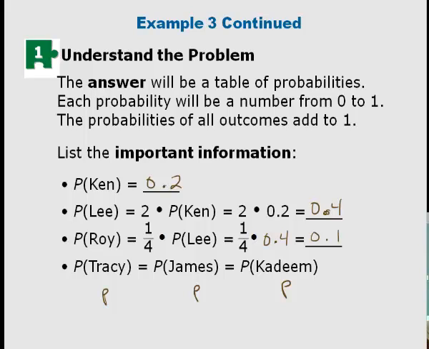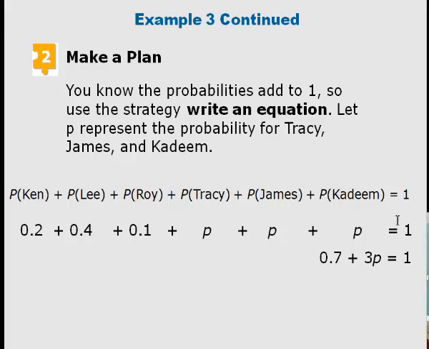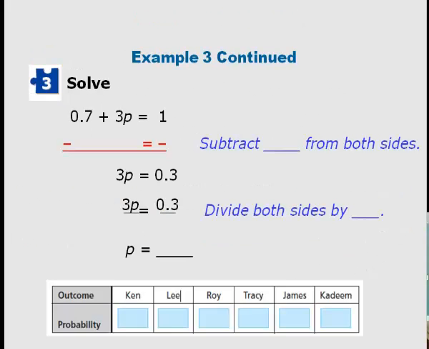Now you'll see in step 2 that we're going to make a plan. I went ahead and made the equation for you. Equation because it has an equal sign, not an expression, which doesn't have an equal sign. So this is an equation. Ken, 2/10, Lee, 4/10, Roy, 1/10. Tracy, James, and Kadeem all have probability of P, or unknown P. Add these together, you get 7/10. Add these together, and we have 3 P's, 1, 2, 3. So here's our equation. Now, we have a variable, so we need to go ahead and solve for the variable.